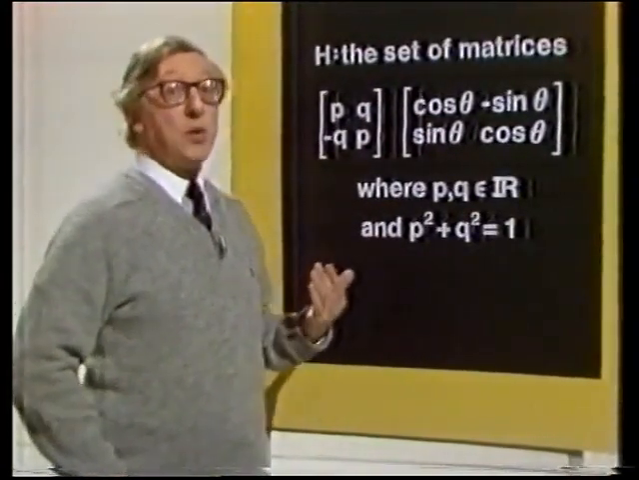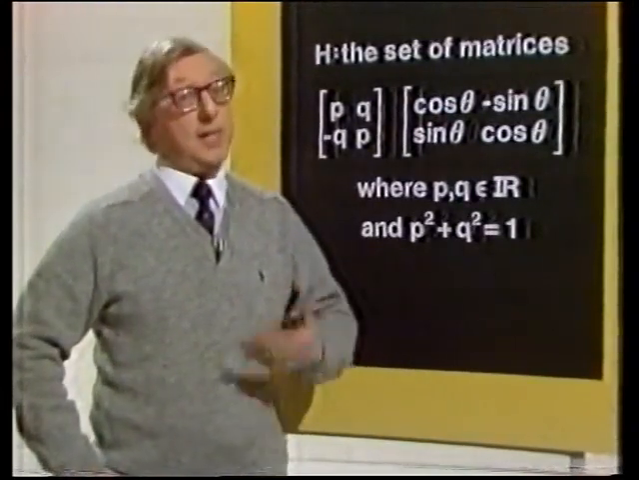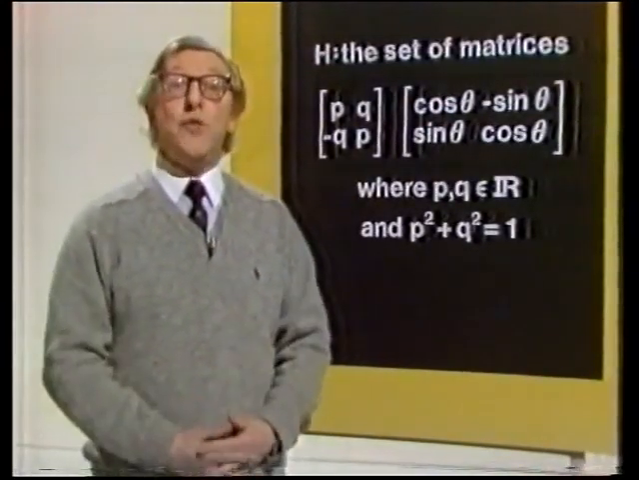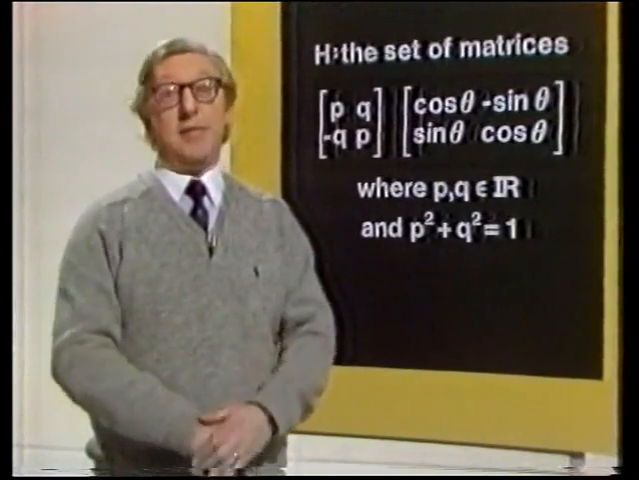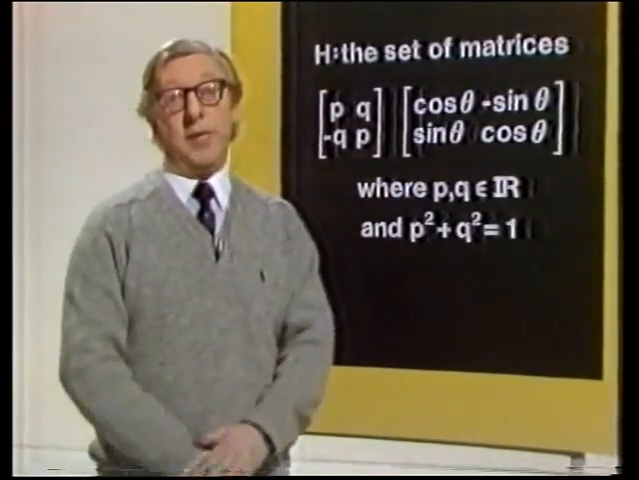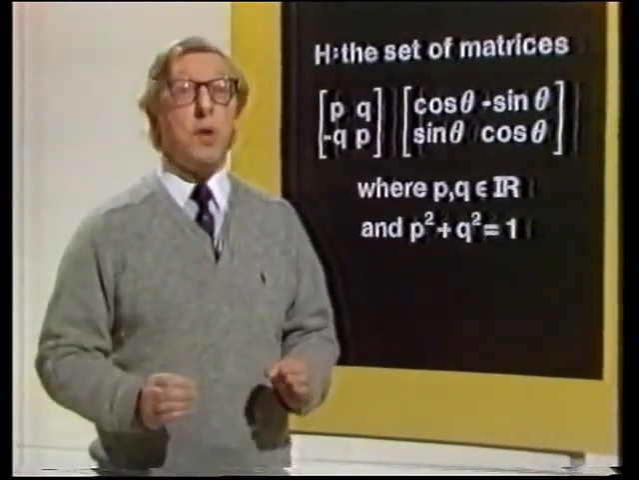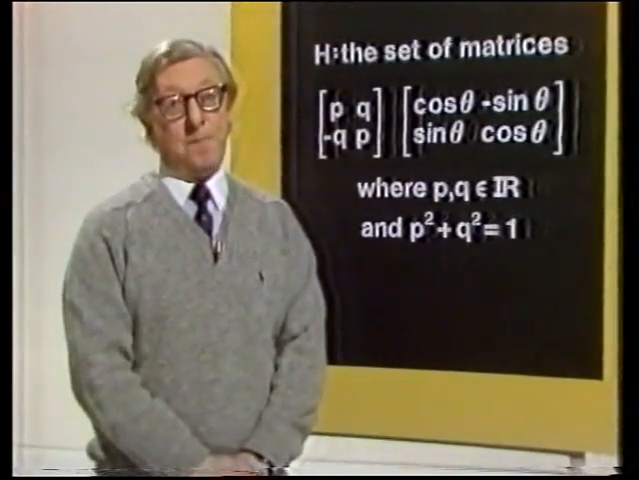And if we check P squared plus Q squared, then we get cos squared theta plus sine squared theta, and that's certainly 1. So a rotation through any angle theta is an element of the set H. In fact, H is just the set of all rotation matrices, and they define an equivalence relation because they form a group under matrix multiplication.